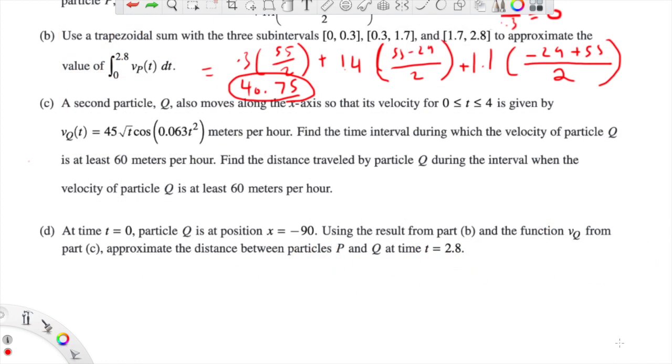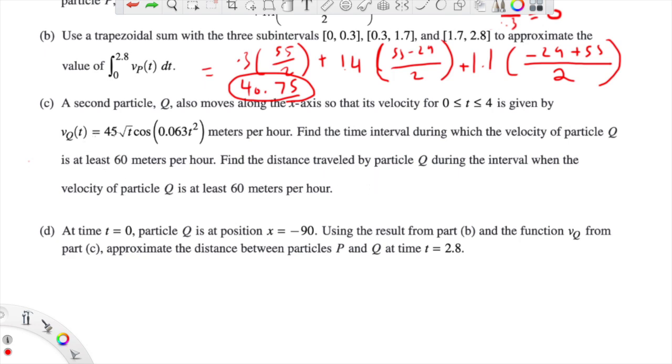All right, part C tells us that a second particle also moves along the x-axis on the interval of 0 to 4, given by some function right over here. And it tells us to find the interval during which the velocity is at least 60 meters per hour, and then find the distance traveled by the particle over the interval in which it is traveling at least 60 meters per hour.